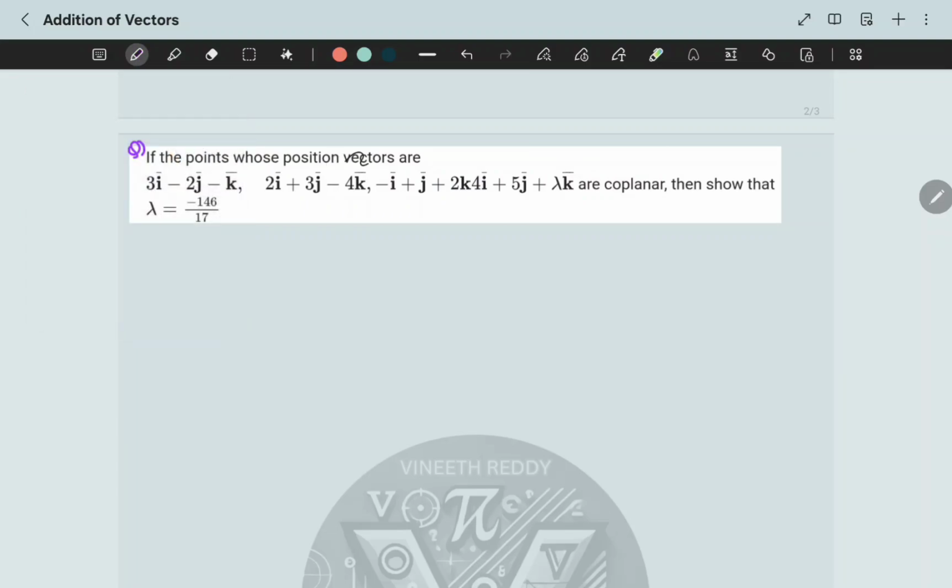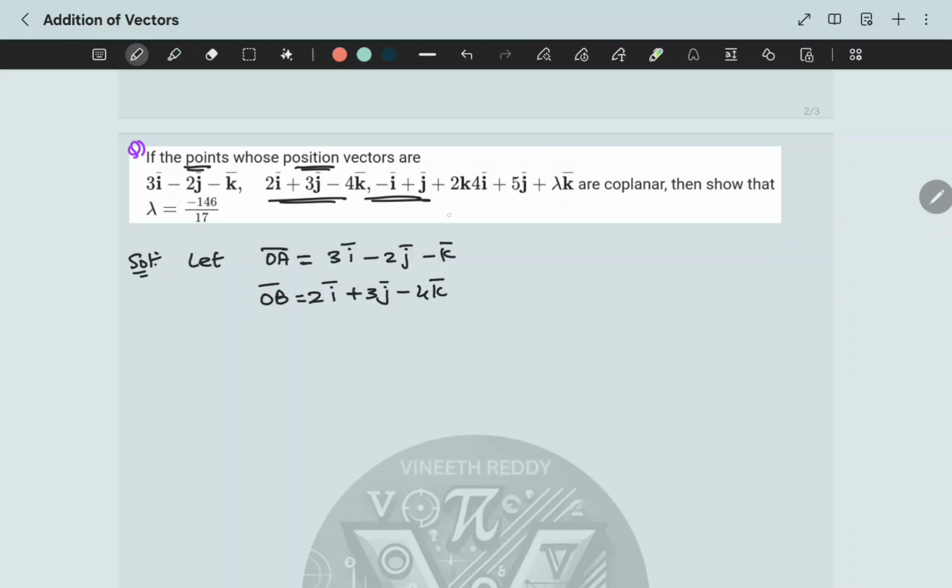It says, if the points whose position vectors are, let OA vector, I'm once again reminding you, please keep the arrow, be 3i cap minus 2j cap minus k cap, and OB vector is 2i cap plus 3j cap minus 4k cap, and OC vector is minus i cap plus j cap plus 2k cap, and OD vector is 4i cap plus 5j cap plus lambda k cap.